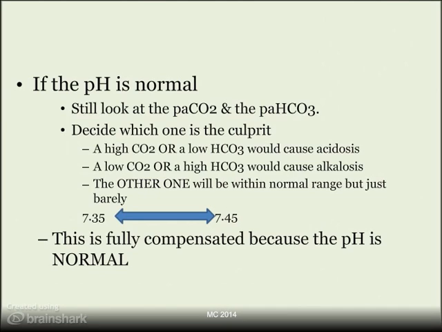Fully compensated means that the CO2 and the bicarbonate are both abnormal, but the pH has returned to a normal range. And what you're going to see is if this is the case, the pH will be like 7.35, maybe 7.36, or 7.45, or 7.44. It will be just within that normal limit.